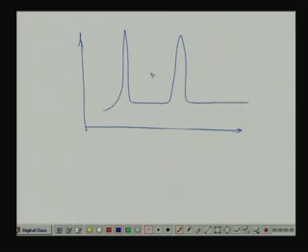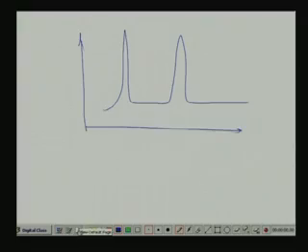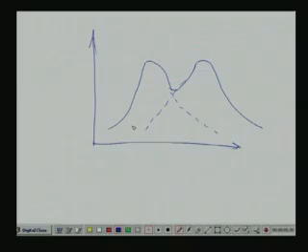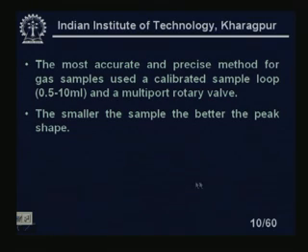Now, this is always possible if the sample quantity is very small. If the sample quantity is large, you may get a peak which actually looks like this one. So it is very difficult to find the area under the curve from this graph. This is the other reason why we give so much emphasis on a small quantity of sample. The smaller the sample, the better the peak shape.